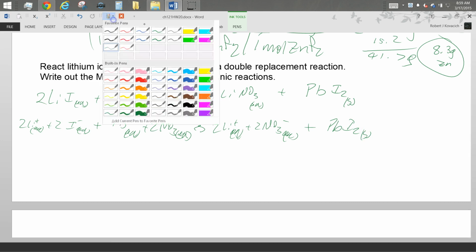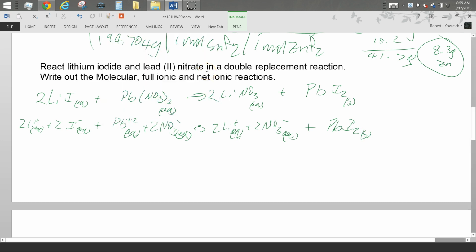So in this problem, my spectator ions are which one? Nitrate for sure. What else? The lithium. So those aren't going to be in my net ionic equation. So my net ionic equation is just going to be some lead that's aqueous and a couple of iodides that are aqueous, making lead iodide that's solid.